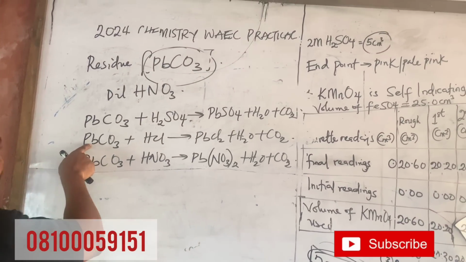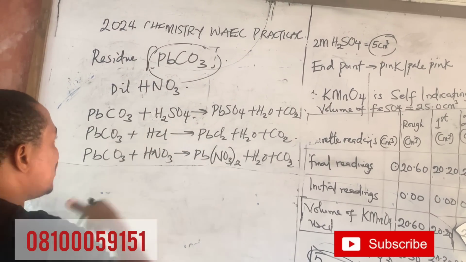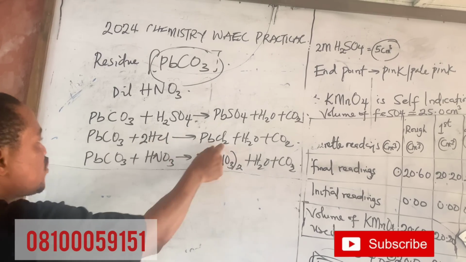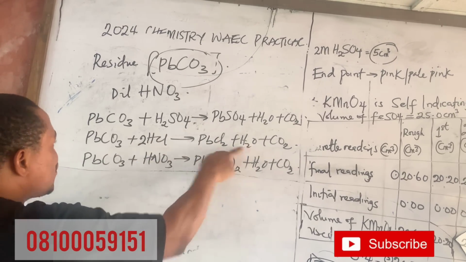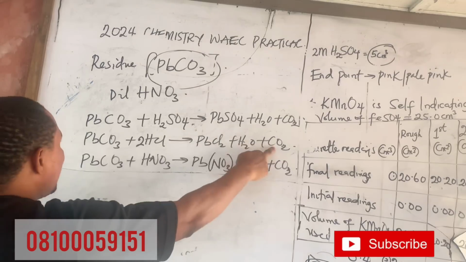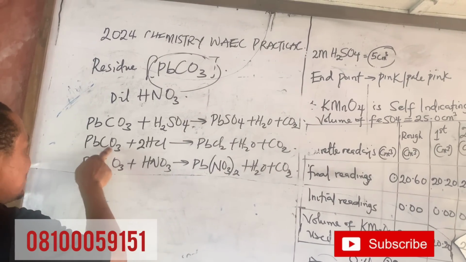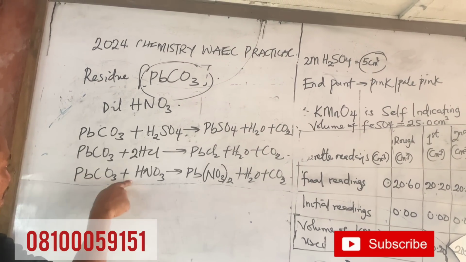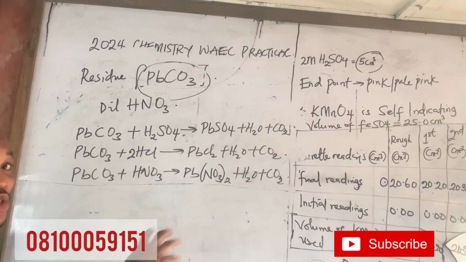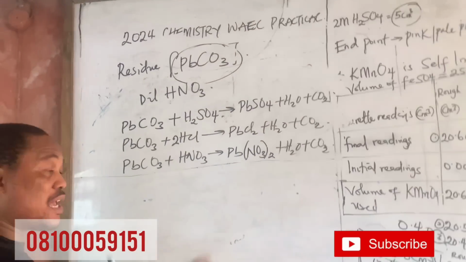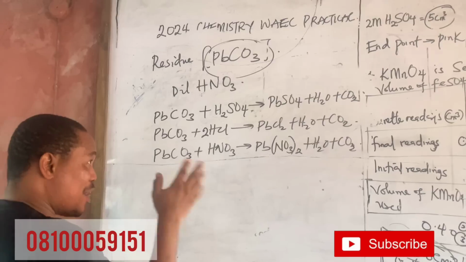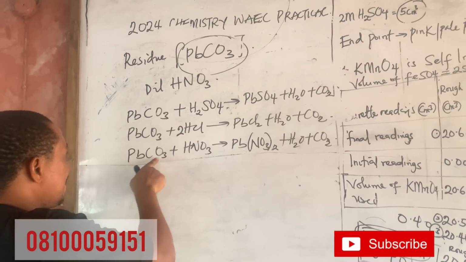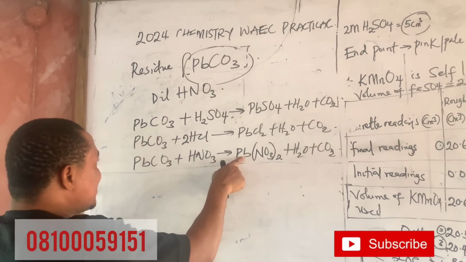Let's check this one. Lead is 1, chlorine is 2 here. So let's see now. Lead is 1, balanced. Chlorine is 2, balanced. Hydrogen is 2, balanced. Carbon is 1, balanced. Oxygen is 3, 1, balanced. Okay, let's check this one now. I just like to balance, but sometimes because of time, I'll just add the equation so that you guys will balance. But I might not be doing that because the video is already getting too long and I want to quickly conclude.